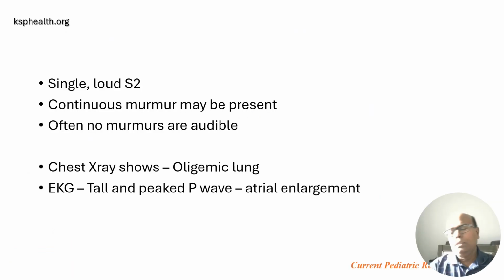On examination, these patients will have a single, loud second heart sound. Sometimes you can hear a continuous murmur. Often there are no audible murmurs. Chest X-ray shows oligemic lungs. EKG will show tall peaked P waves suggesting atrial enlargement.